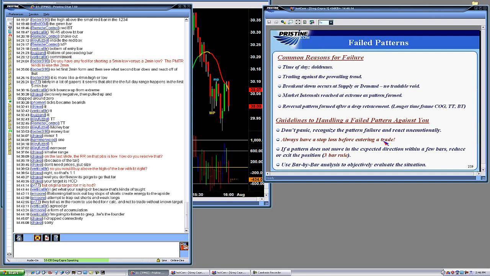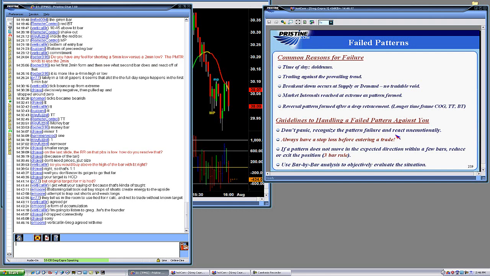If you get into a pattern that doesn't work out, the first thing to do is recognize what's happening. When you say act unemotionally, the first thing to do is to recognize that you're getting emotional, that you're getting tense. So you recognize that, you take a breath, reevaluate what's happening. Of course, you had a stop loss before you got into the trade. So if you didn't take your stop, you're going to need to reevaluate, decide what you're going to do, and how you're going to get out of that trade.